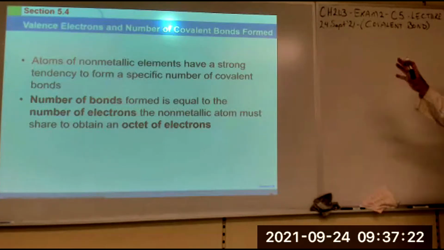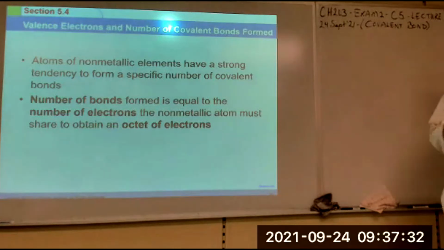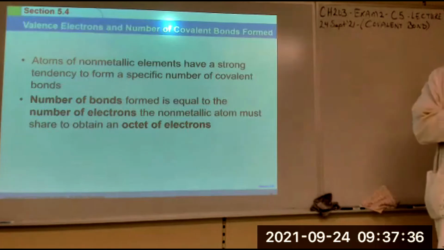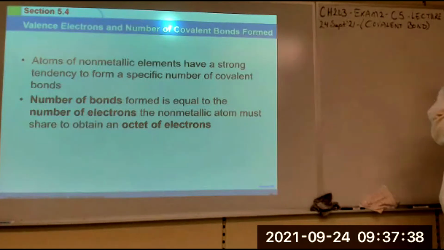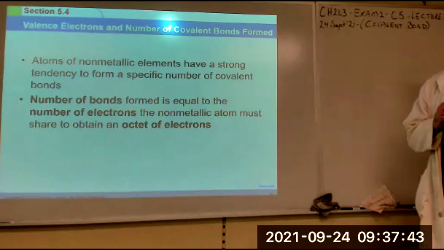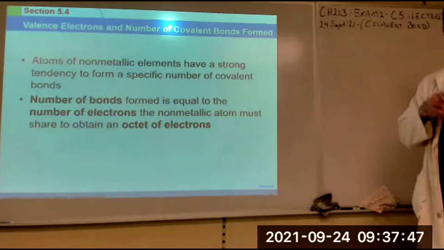And we've already seen an example of this statement. The number of bonds formed is equal to the number of electrons the non-metallic atom must share to obtain an octet. Like carbon had 4, it needed 4, so it's going to form 4 bonds. Oxygen only needed 2 electrons, so it's going to form 2 covalent bonds. That's why carbon needed 2 of them.